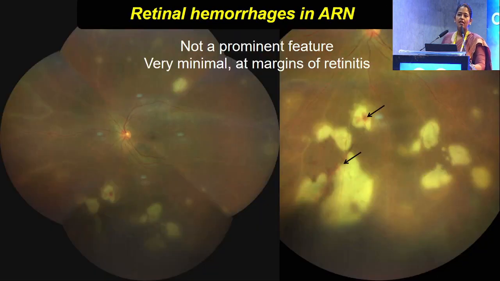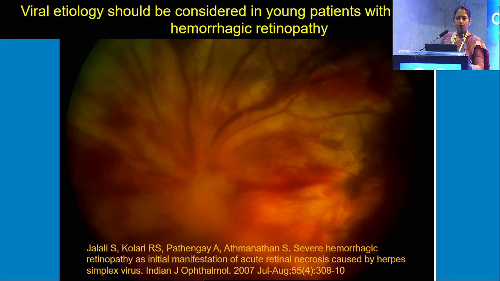Retinal hemorrhages are classically seen in CMV retinitis. It is not a prominent feature in acute retinal necrosis. Few hemorrhages can be seen at the margin of the lesion or perivascular.